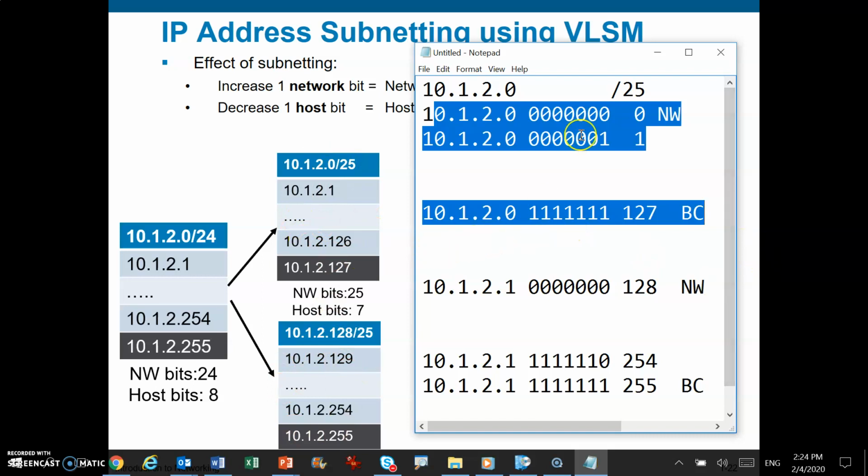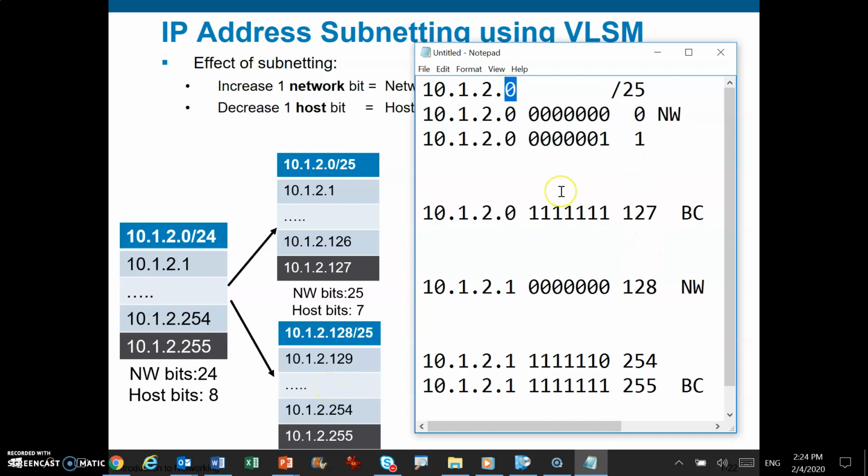But the size of the network has been changed. Here used to be 256 IP addresses. We have now divided it by 2. So this one will have 128, this one has 128. So by borrowing 1 bit, we have created two networks.